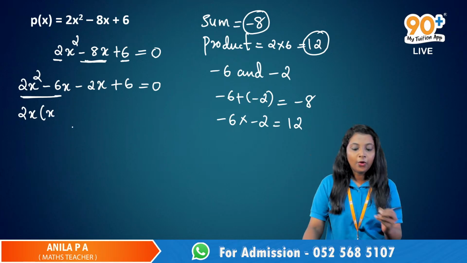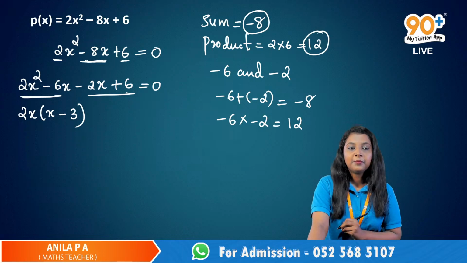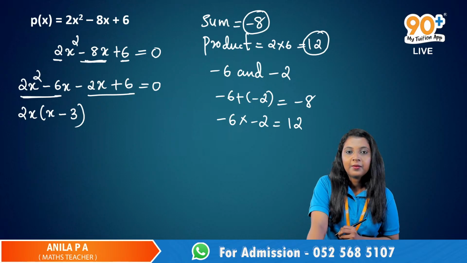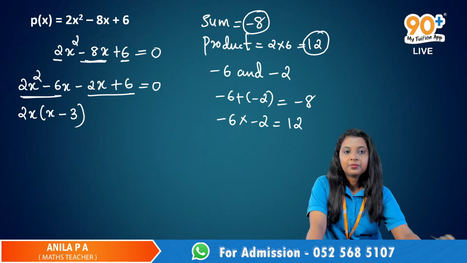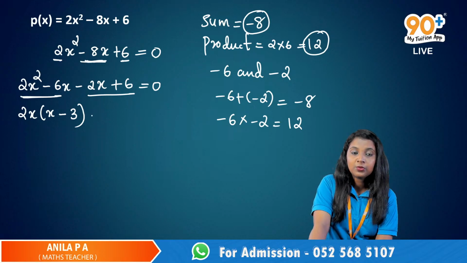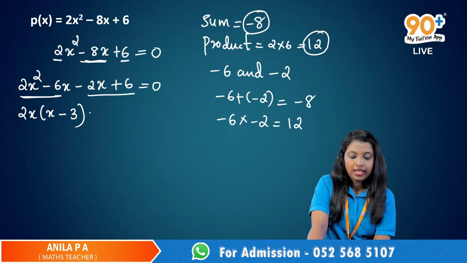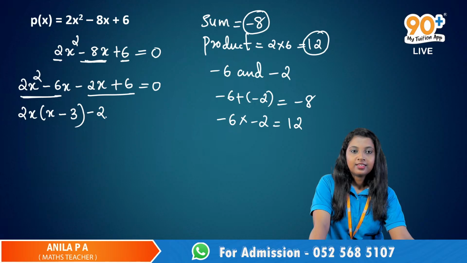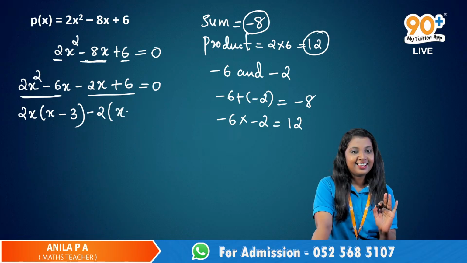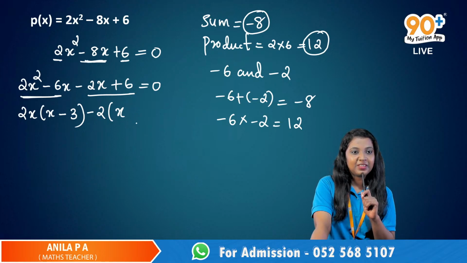x minus 3. What about the next two terms? What is common there? It's 2. Is it plus 2 or negative 2? Negative 2. Then x plus 3? x plus 3. Are you sure? X plus 3?